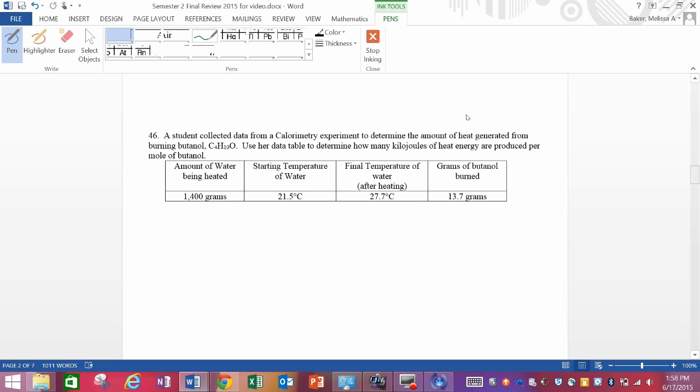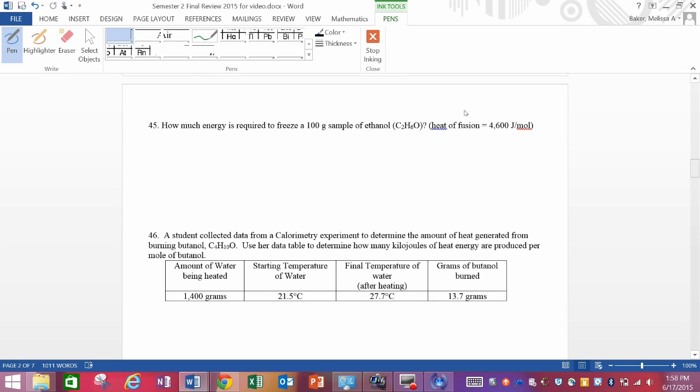Now we're on 45. How much energy is required to freeze 100 grams of ethanol? This should really say how much energy is released when 100 grams of ethanol freezes. It's kind of poorly phrased. So Q equals delta H fusion times moles. We need a different equation because this is not changing in temperature.